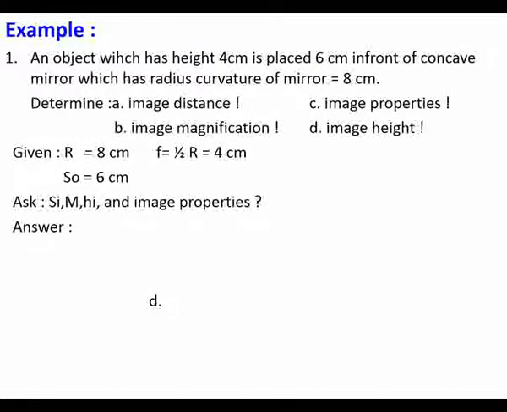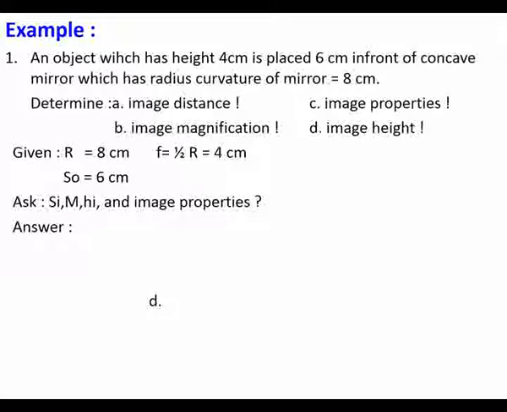Now we'll see the examples for the problems. The first: an object which has a height of 4 cm is placed 6 cm in front of a concave mirror, which has a radius of curvature of 8 cm. Determine A. Image distance, B. Image magnification, C. Image properties, D. Image height.